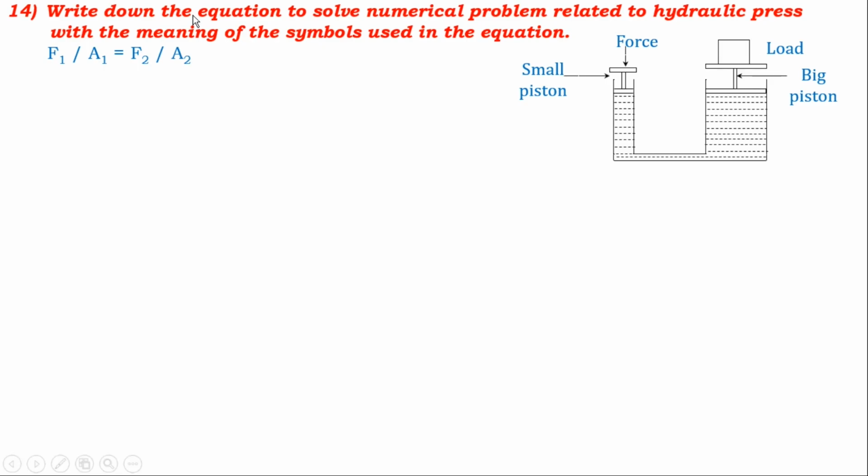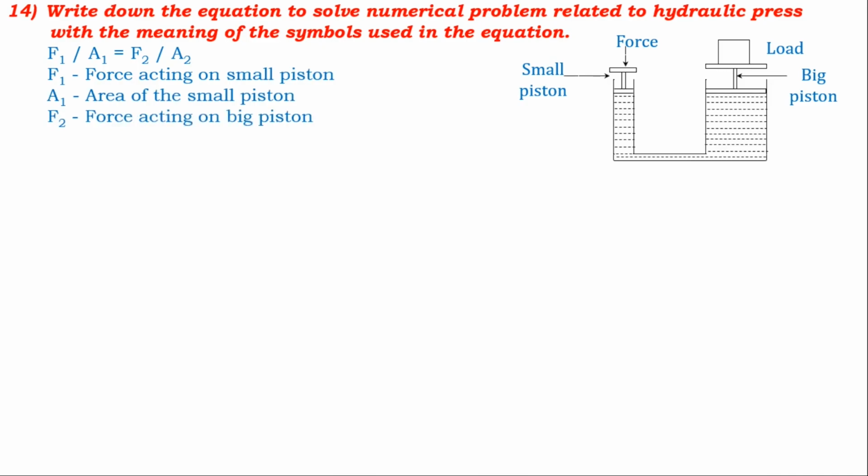Here we have only symbols, and we have to understand the meaning of the symbols also. That's why we have to write this also. F1 is the force acting on the small piston, and A1 is the area of the small piston. F2 is the force acting on the big piston, and A2 is the area of the big piston.